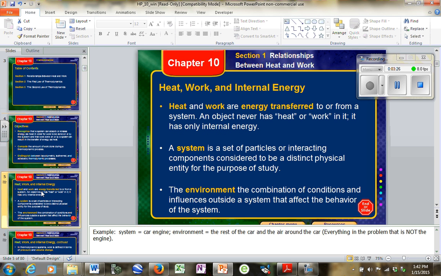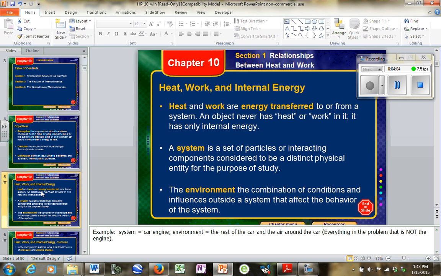Okay, so here we are. Slide 5. This is page 3 of your handout. And we've got some definitions. I want to focus here on just the meaning of these terms. You can see up at the top, heat and work. We said that heat is a form of work or can do work, and it is energy being transferred to or from a system. An object never has heat or work in it. It only has internal energy, which we're going to talk about as a change in U, if you recall that from previous lessons in Chapter 9.